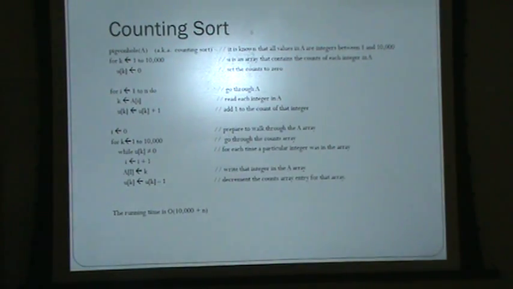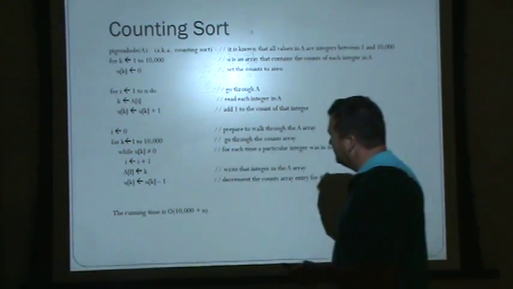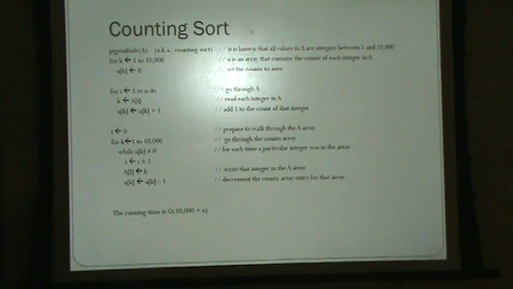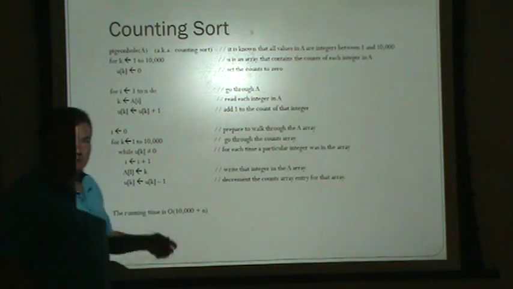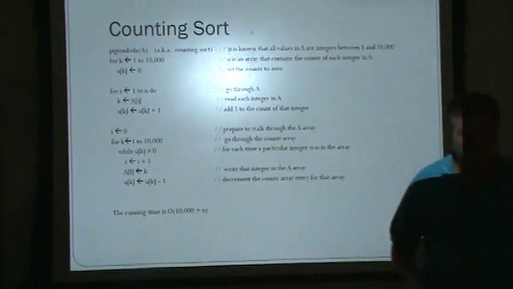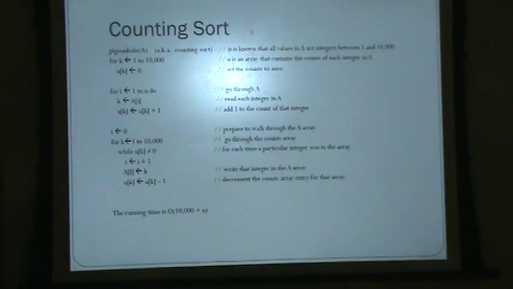So then we'll have an array that looks something like, you know, element 0 has a count of 2. That means we've seen 2 zeros. If element 1 has a count of 0, that means we didn't see any 1s. If element 2 has a count of 4, that means we saw 4 2s along the way.